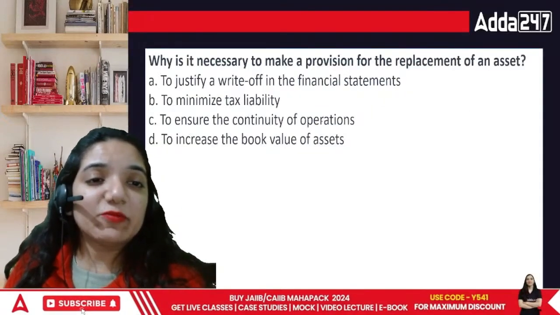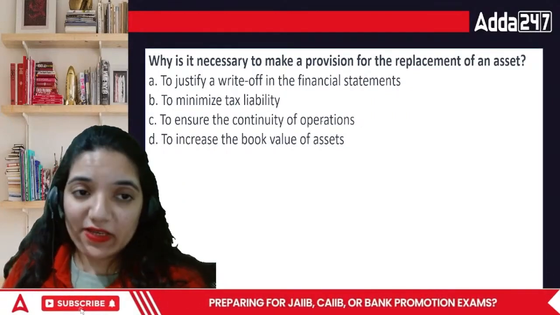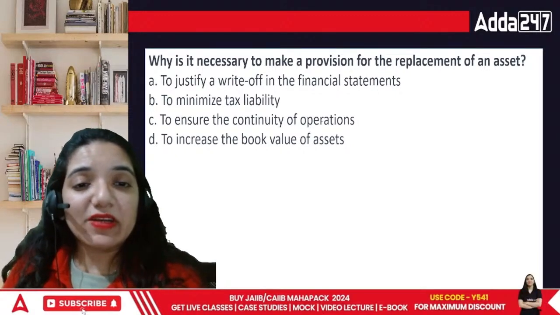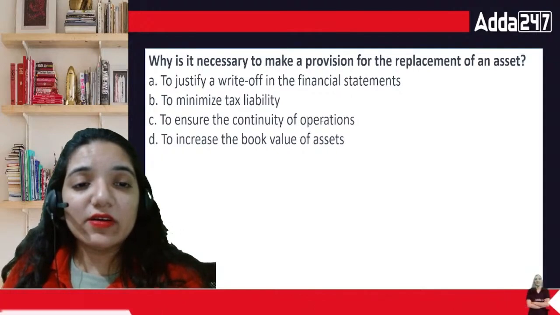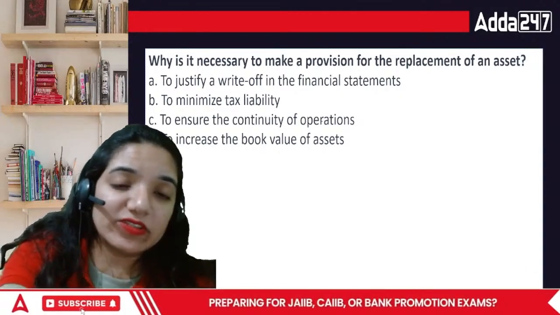Now comes the next point: why is it necessary to make a provision for the replacement of an asset? To justify the write-off in the financial statements, to minimize tax liability, to ensure the continuity of operations, or to increase the book value? What's the answer there?